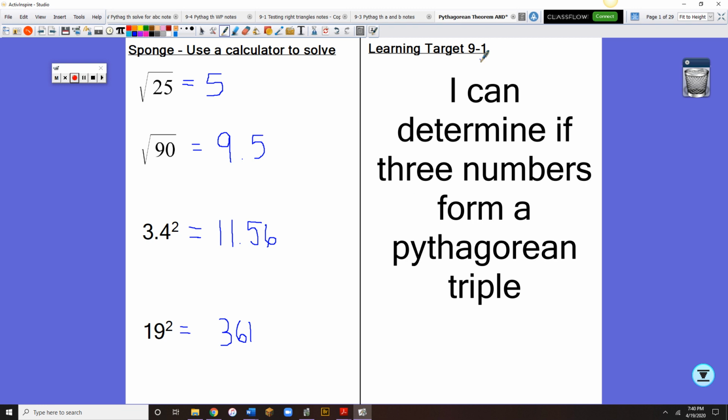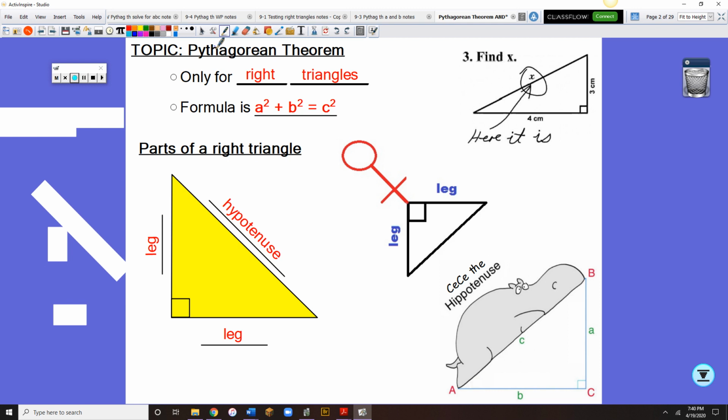The learning target for 9-1 is to determine if three numbers form something called a Pythagorean triple. Pythagoras is a famous mathematician who discovered some really cool properties about right triangles. The Pythagorean theorem says that if you have a right triangle, then you can figure out the three sides. They have this special relationship where if you square two of the sides and add them together, it will equal the third side also squared.